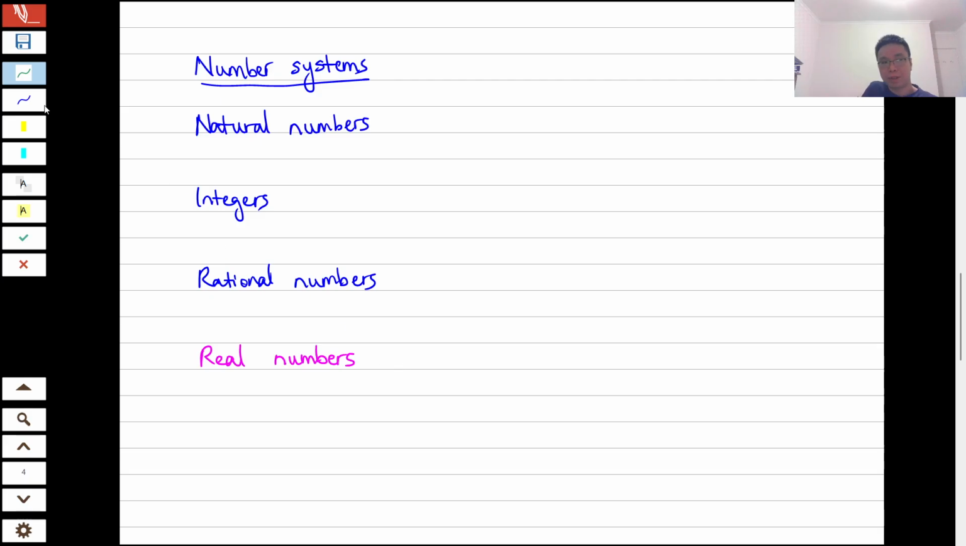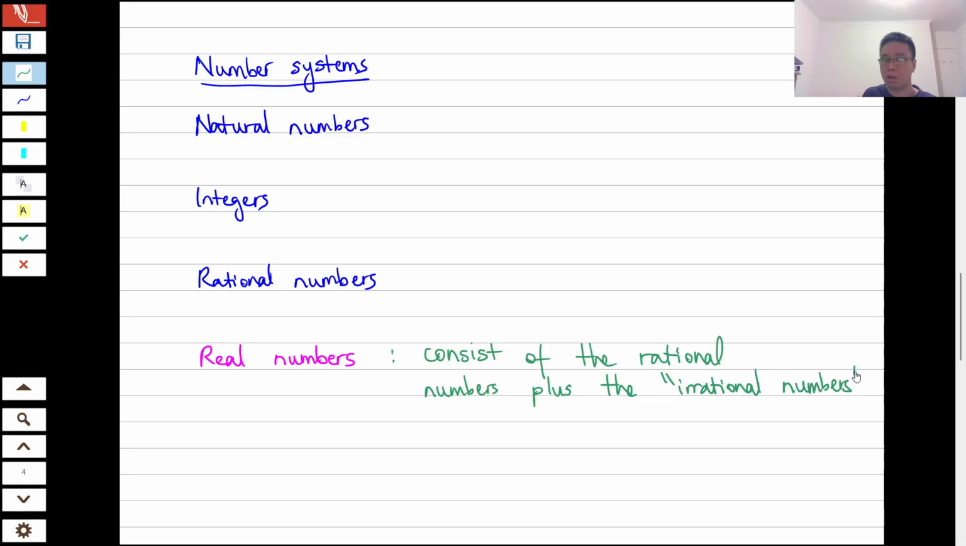So the real numbers, which is our new number system, will consist of the rational numbers plus the irrational numbers, which informally I will call the gaps between the rational numbers.